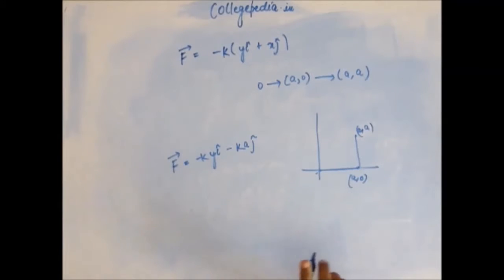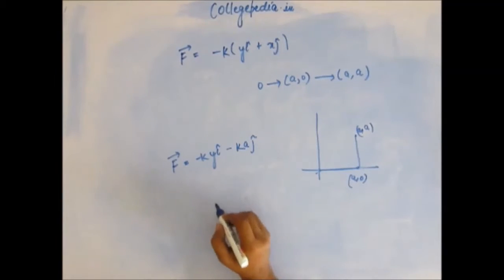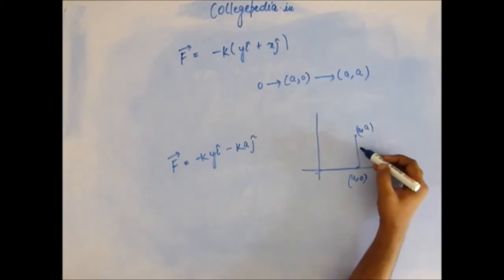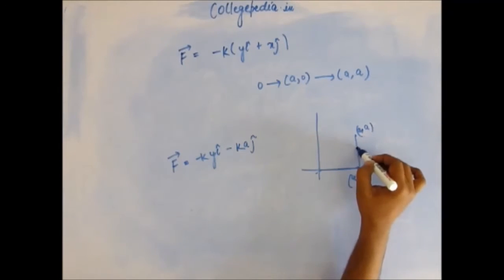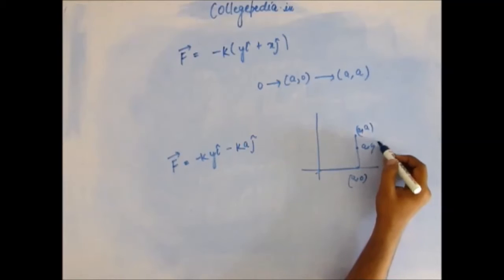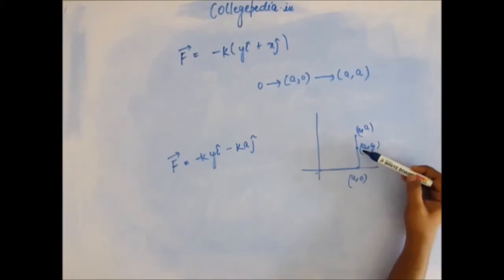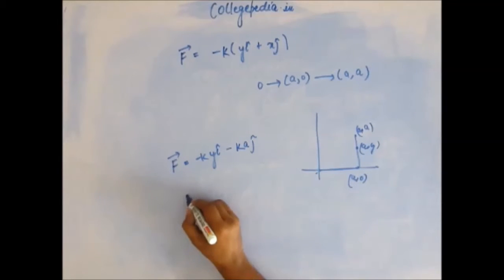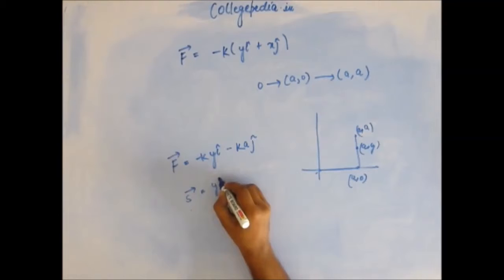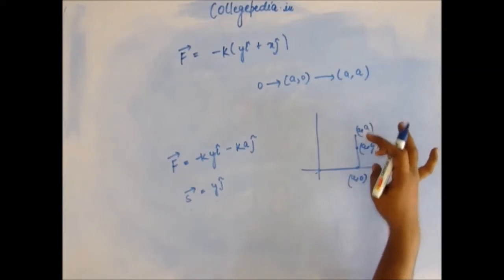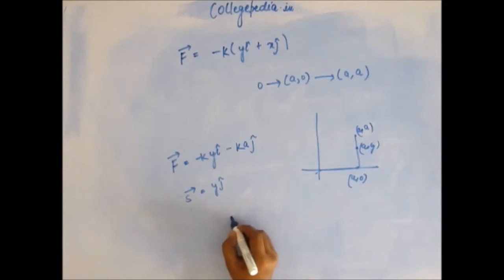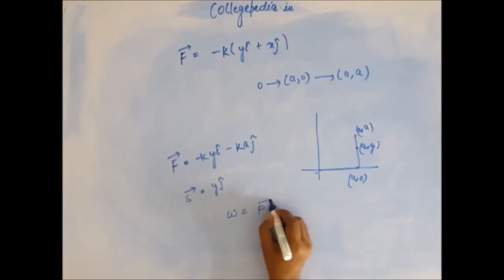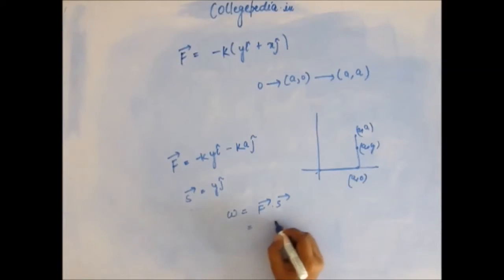At any intermediary stage when the displacement is y, when it has reached a coordinate, let's say (a, y), the displacement has been from 0 to y. So at that intermediary stage the displacement vector is y j cap, because we are just looking at the second part. So work would be force vector dot displacement vector. Now j cap into i cap would be 0, j cap into j cap would be 1.